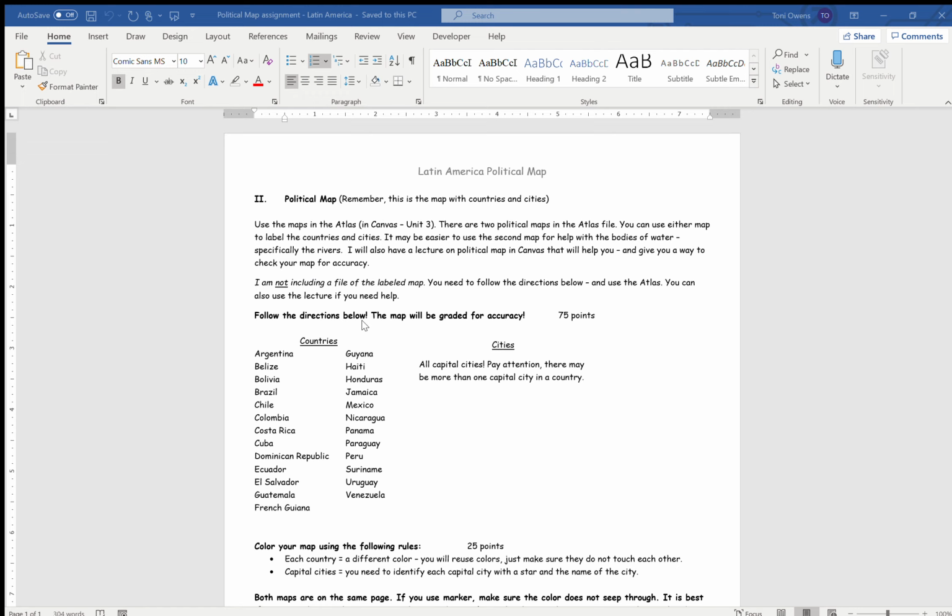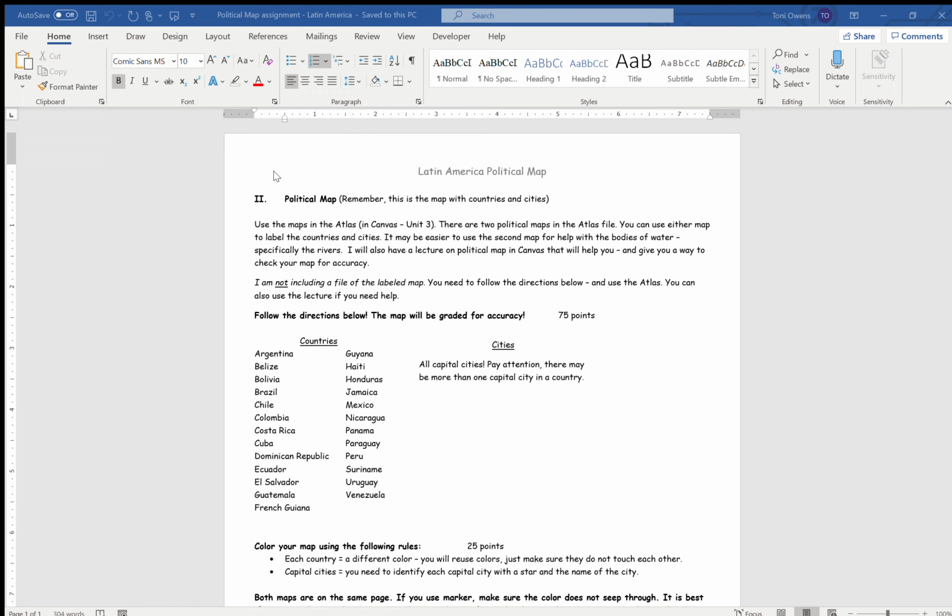And if we go down here, I put a key at the bottom. My stars are my capital cities, and I did those in black. And then I wrote the name of the country in blue. And that might help you so you can differentiate one country from another, or am I talking about the country, or am I looking at the capital city? So I did that to kind of help differentiate. So I'm going to start at the top, and I'm going to go down.